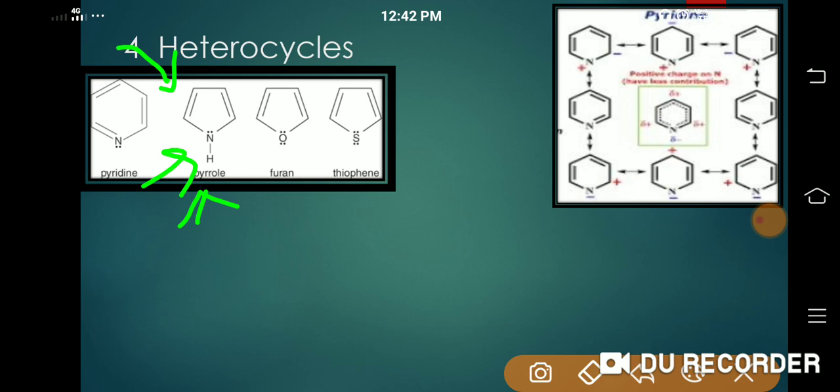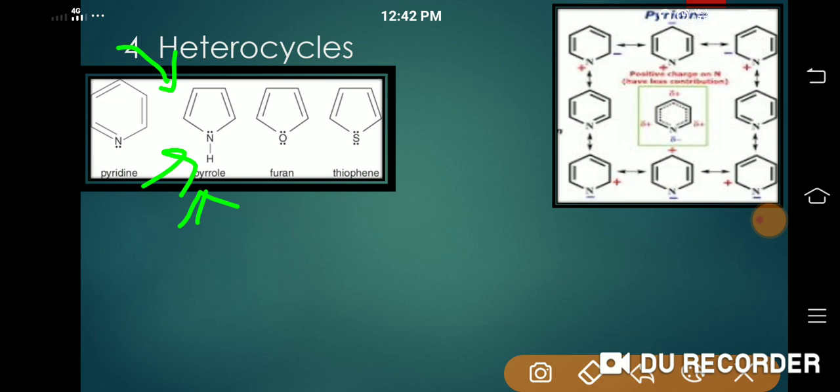Also, due to the involvement of this lone pair of electrons on the nitrogen, the number of pi electrons becomes 6. The system is cyclic, planar, conjugated, and following Huckel's rule of aromaticity, pyrrole is aromatic in nature. Similar to pyrrole, furan and thiophene also have a lone pair of electrons involved in the delocalization. Hence, they also become aromatic in nature.